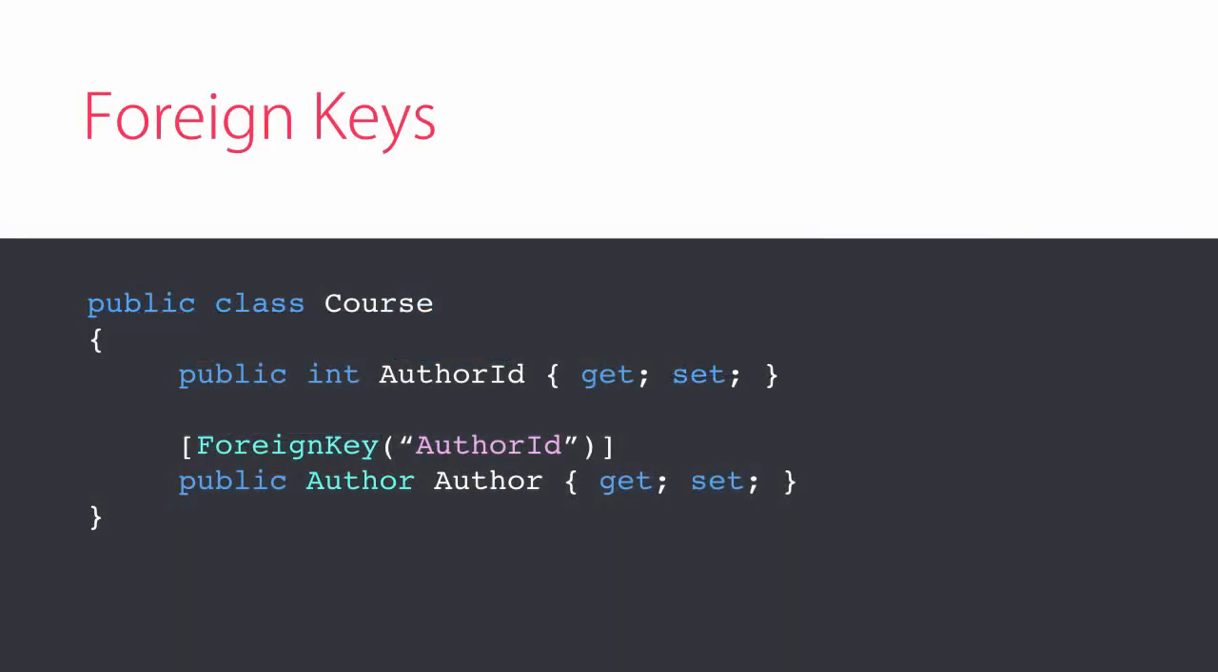In the last lecture, I told you that the foreign key attribute is fragile because it uses a magic string. So if you rename a property, that magic string is not going to get updated. And you're going to get runtime exceptions. All right, now let's take a look at an example of a many-to-many relationship.